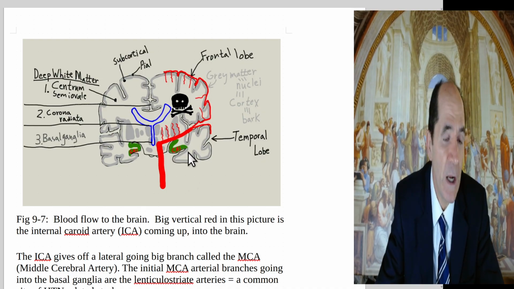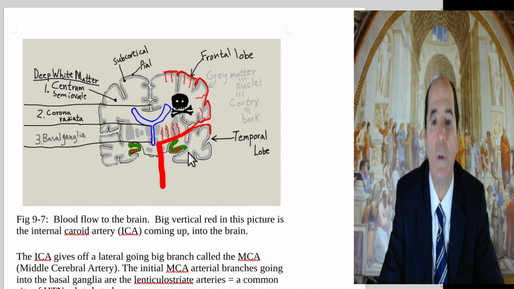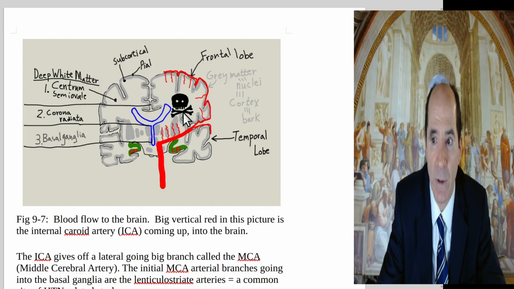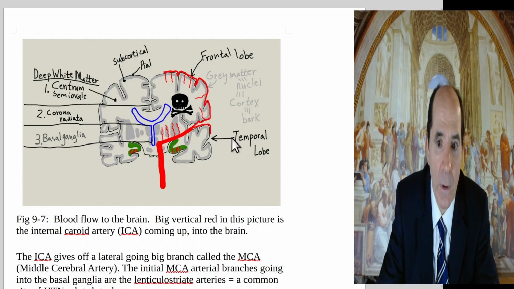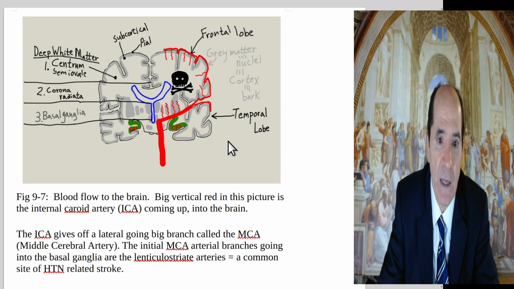Also, if you overtreat hypertension, you can drop the pressure too low and underperfuse this segment, and you get little strokes in this area. I literally see hundreds of these every day, hundreds and hundreds of them. And so the Goldilocks balance is not too high, not too low.